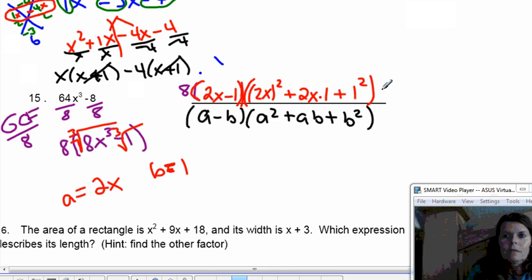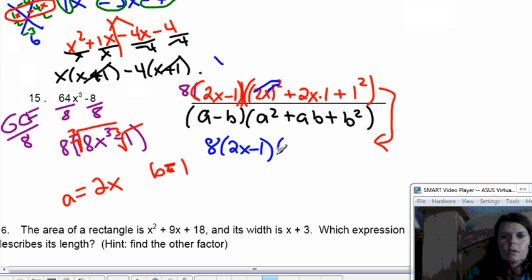Now we have to simplify it. Let's go down here and simplify it. So the 2x minus 1, we got the 8. Don't forget your 8. And then 2x minus 1 just stays 2x minus 1. Now 2x squared, you got to square the 2 and square the x, so you got 4x squared. 2x times 1 is 2x. And then 1 squared is 1. And so this is your answer right here.